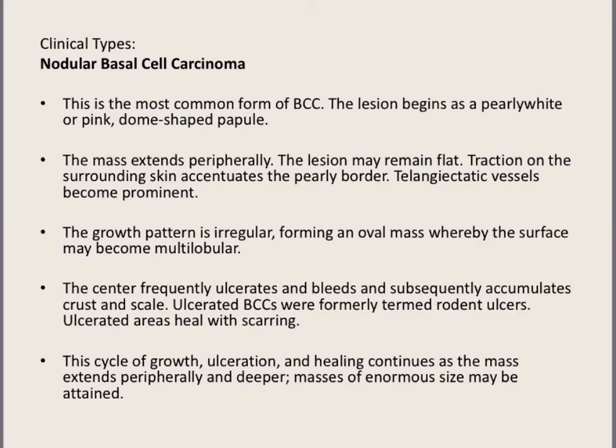Of course the growth pattern is irregular. Ulceration, it may ulcerate, bleeding, crust and scale accumulation as we said. In the books they previously called BCC a rodent ulcer, because usually it tends to ulcerate and bleed, and the bleeding or the blood dries up, forming this crust.